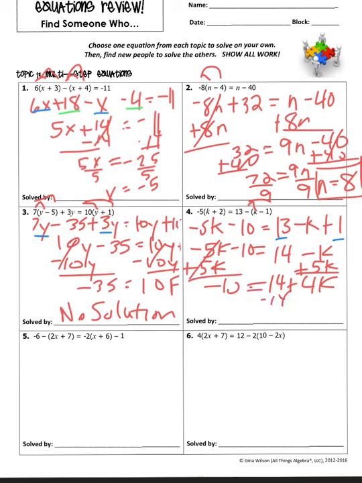Subtract 14 from both sides, and we get 4k equals negative 24. Divide by 4, and k equals negative 6. Okay. Just erase a little bit down there at the bottom.